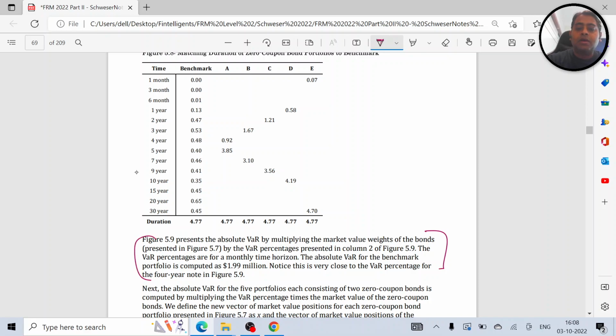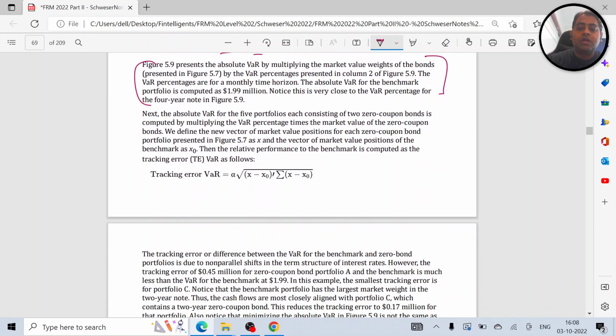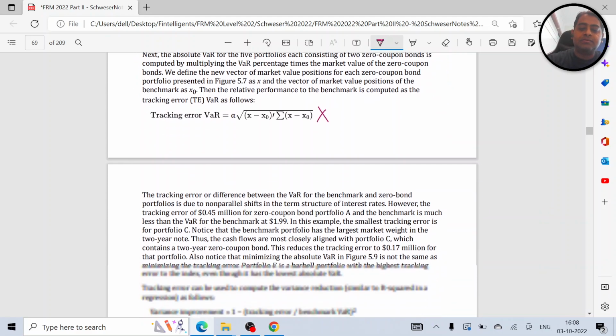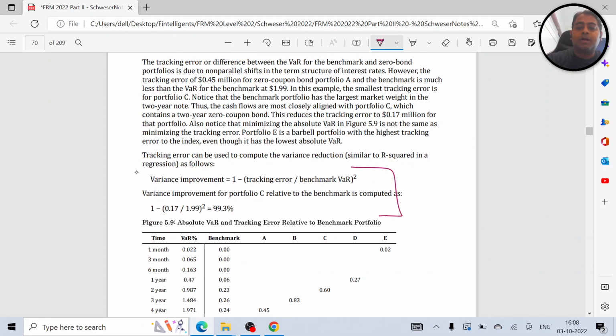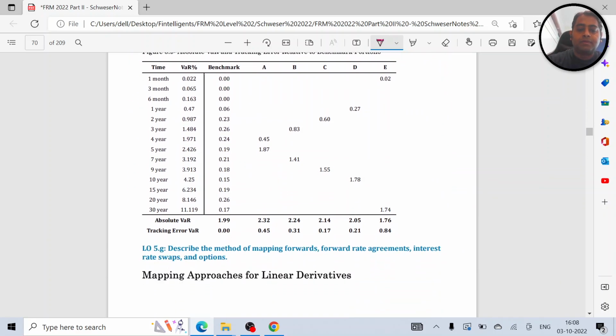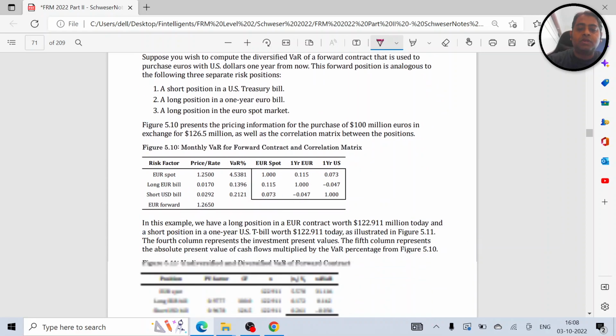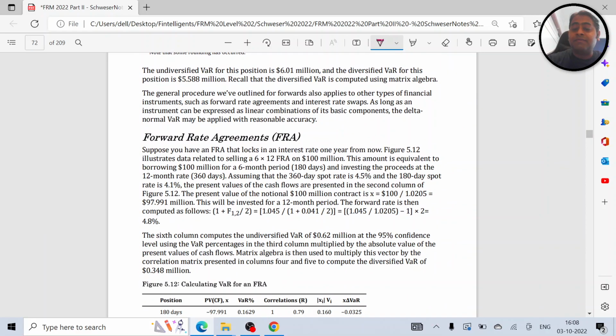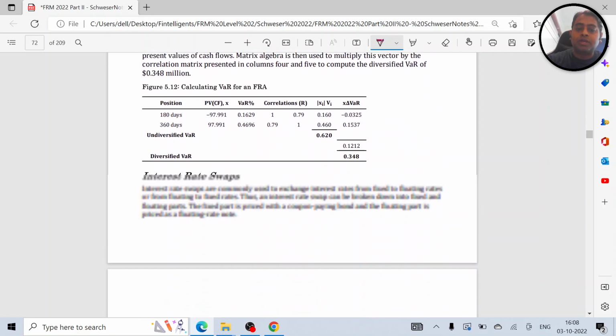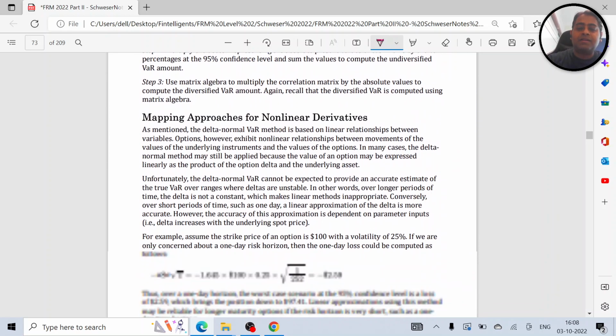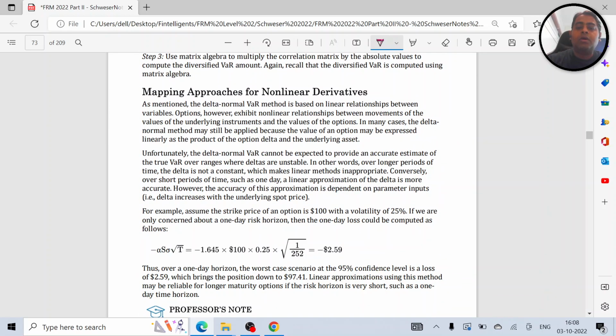But you should read what are these numbers and all of that. You should be clear on this section. The formula for tracking error is not tested in the exam, so don't worry. This part is tested, mark it as double star. Mapping approach for linear derivative is okay. You can skip this entire part when you are revising. For the first time, definitely you should read. But when you are revising, I don't expect anything explicitly to be tested over here.